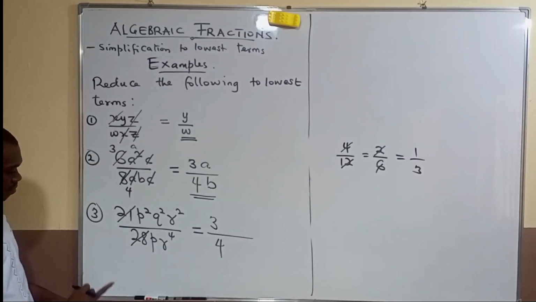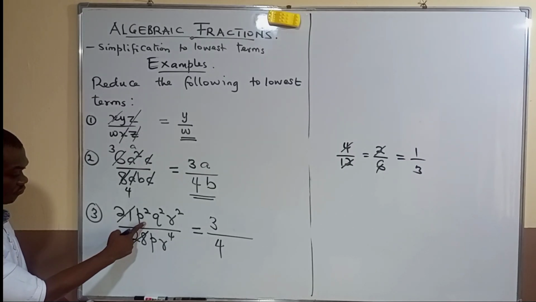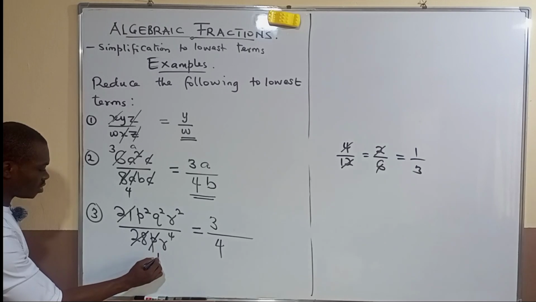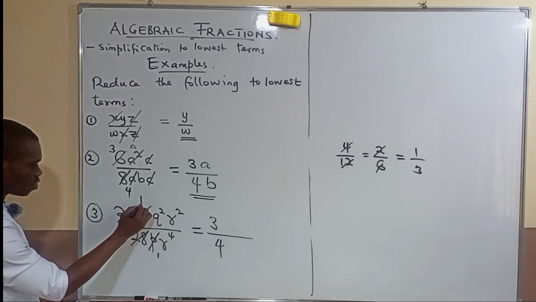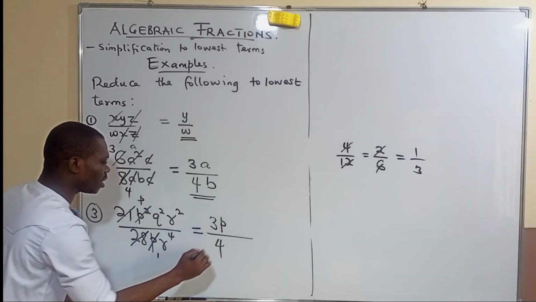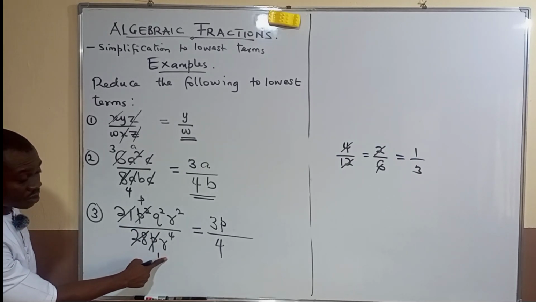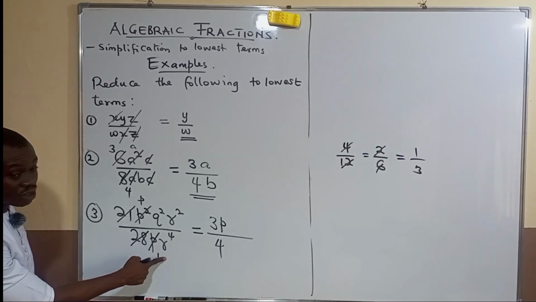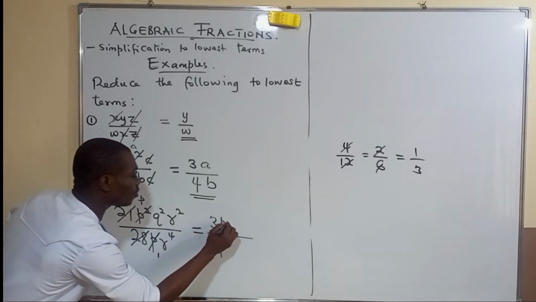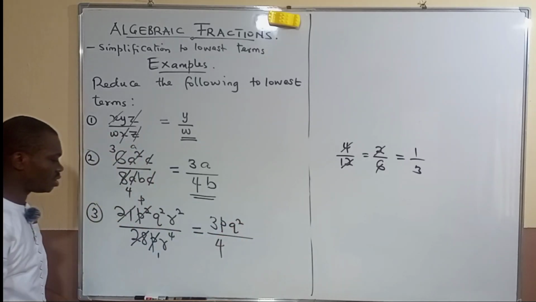So I'm done with the numbers. Now I come to the alphabet. P here is 1. P into P squared is 1P. So I have 1P. And then nothing can divide Q in the denominator, so the denominator does not have Q. So I will return my Q squared the way it is.